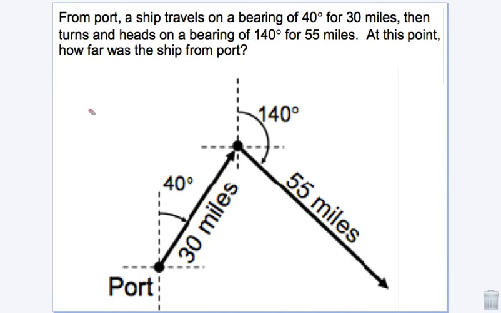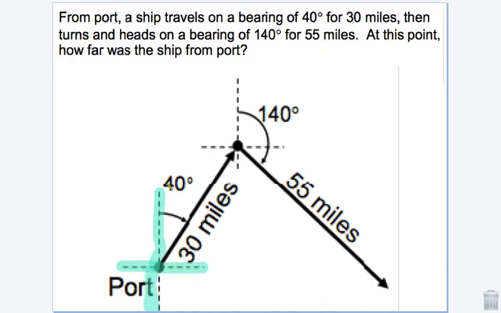So here's the example. From port, a ship travels on a bearing of 40 degrees for 30 miles, then turns and heads on a bearing of 140 degrees for 55 miles. At this point, how far was the ship from port? Okay, one thing you need to realize is that your compass is always north, south, east, west. It doesn't matter if you change directions. North is always north. North does not move.